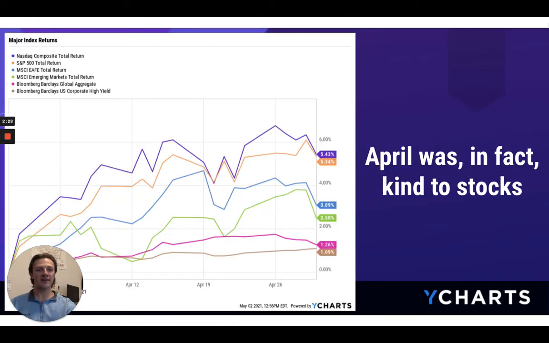April was in fact a kind month to stocks, as it typically has been. The NASDAQ was up 5.4% in April, with the S&P 500 right on its tails at 5.3%. Developed markets were up 3.1%, while emerging markets tacked on another 2.5%. And after a 3-month drought, fixed income rose in April. The Bloomberg Barclays Global Aggregate was up 1.3%, while the U.S. corporate high yield was up 1.1%.